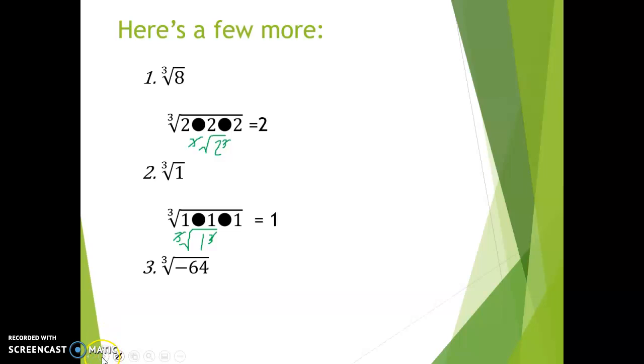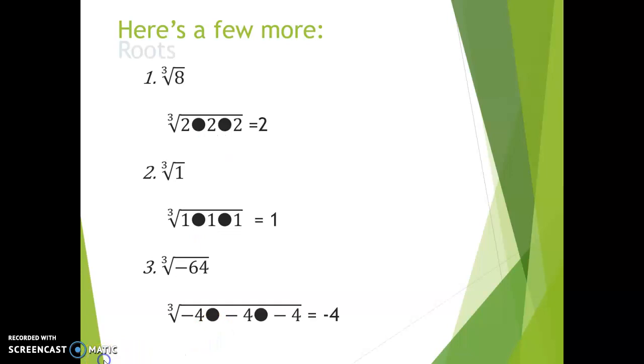And the cubed root of negative 64. Negative 64 is just negative 4 times itself 3 times. Again, the cubed root and the cubed exponent cancel each other out, leaving us with negative 4.